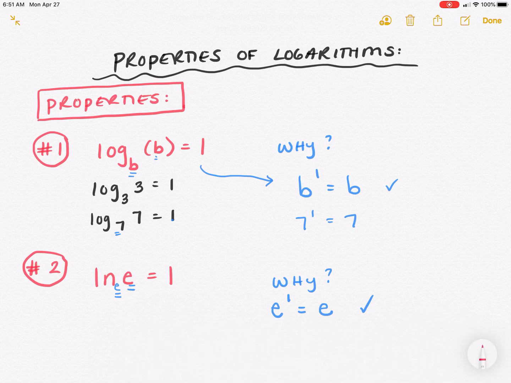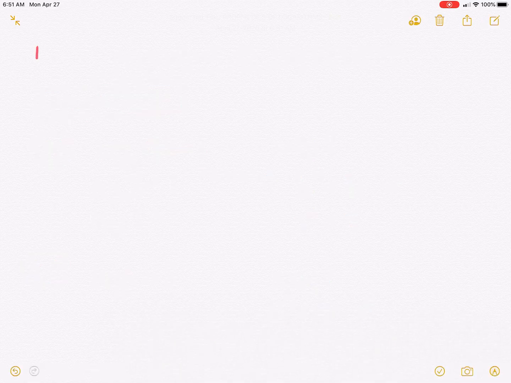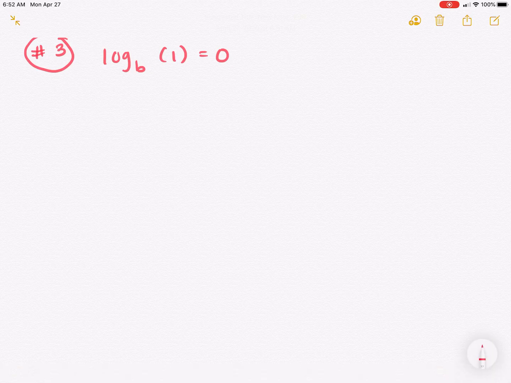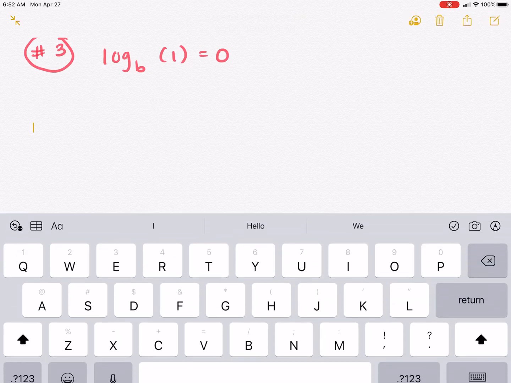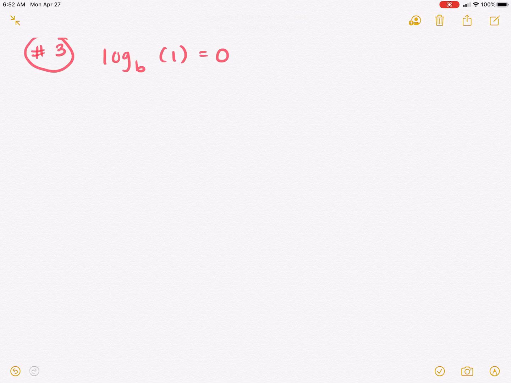Let's move on to the next one. Number 3. All right, this property says that log base b of 1 is equal to 0. So it's saying that anytime we take the log of 1, and this could also be, by the way, the natural log of 1, we will also get 0.